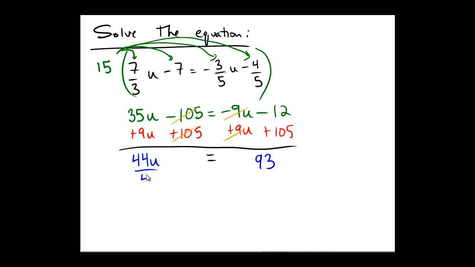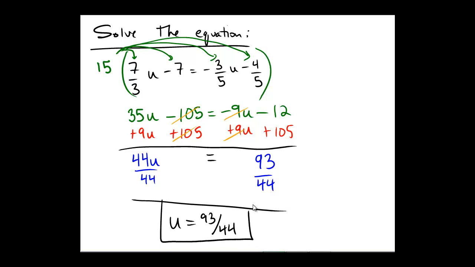To isolate u, just divide both sides by 44. And the final answer to the problem is going to be u equals 93 over 44. That doesn't reduce, I don't believe. It's 3 times 31 on the top and 4 times 11 on the bottom. No reduction. So 93 over 44 is the final answer.